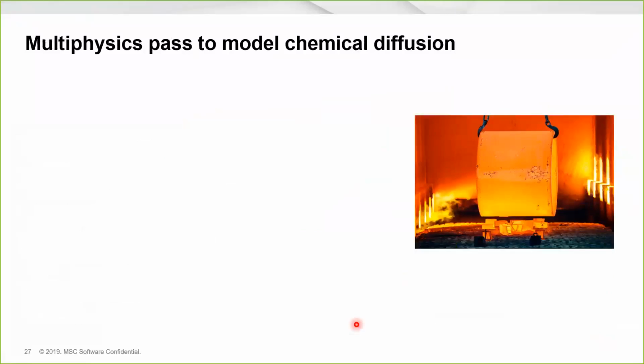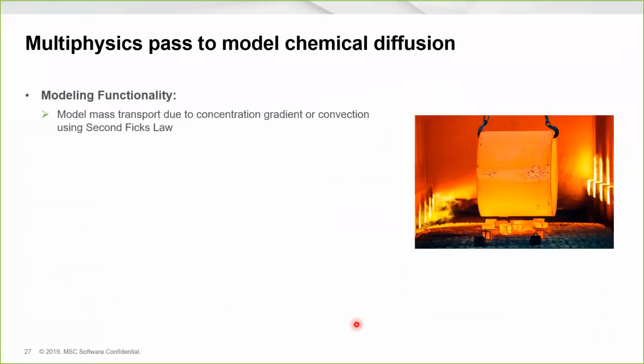Another enhancement we've done is this multiphysics path to model chemical diffusion. So we're modeling the mass transportation due to a concentration gradient or convection. We use Fick's second law. Some of the applications of this might be carburization or a moisture transfer process.